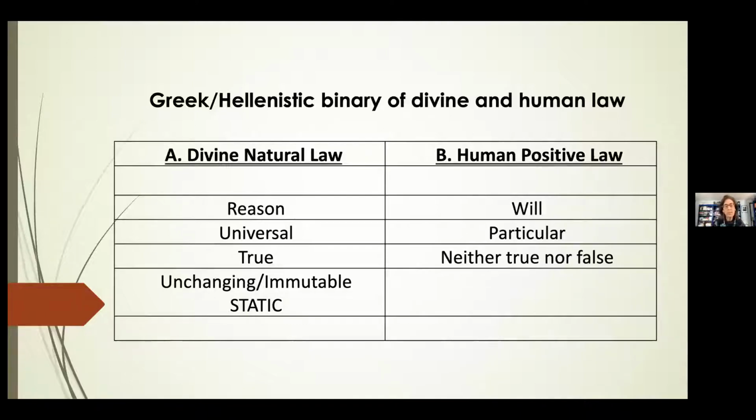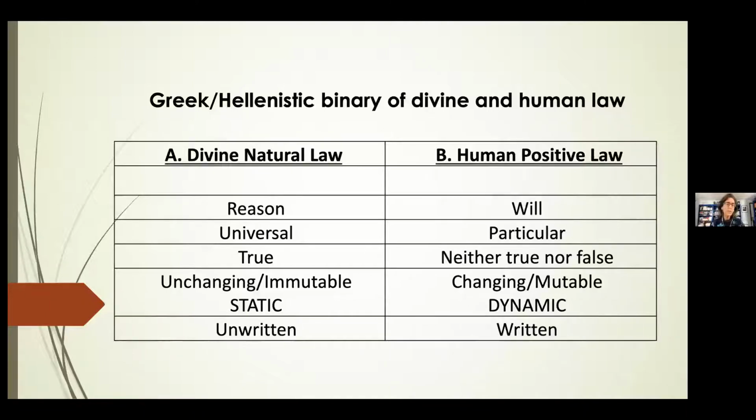Positive human laws are historically conditioned. They're contingent. They vary from place to place and from time to time, changing in response to the ever-evolving circumstances of life. They're not immutable. And another difference, the positive laws of states are formulated in words and sentences and may even be written down. The divine natural law is unwritten because it's just reason itself.